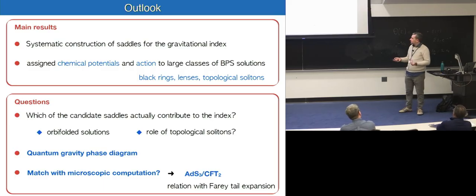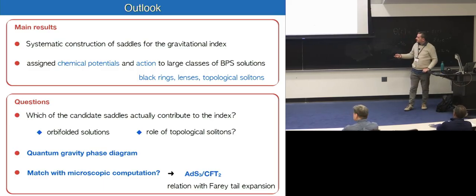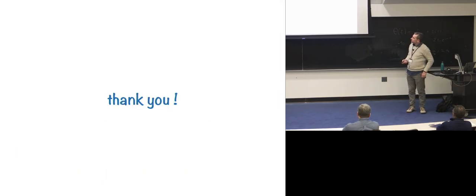For instance, the question that we are trying to study is whether the black ring saddle should be seen as contributing to this partition function or not. So far, the answer is not really clear to us. So thank you for your attention.